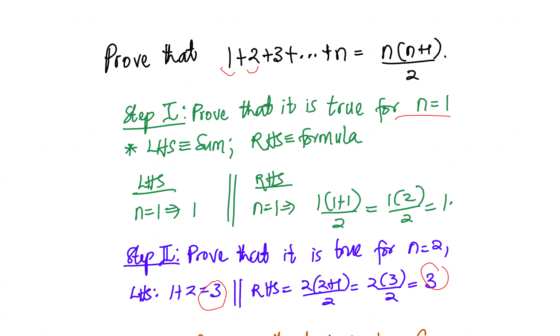Now, if you're writing a theory exam, after each step you should write something like, so the expression is true for n equals 1.